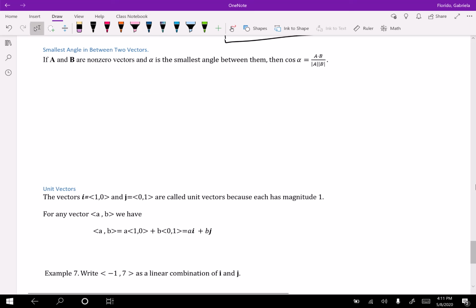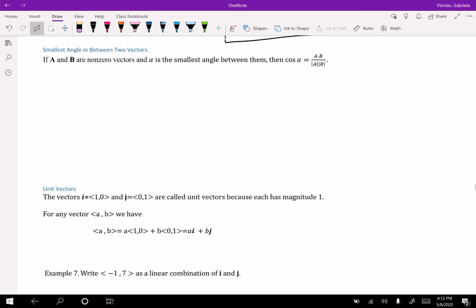Let's suppose that we're asked to find the smallest angle in between two vectors. So if A and B are non-zero vectors and alpha is the smallest angle between them, then cosine of alpha is equal to A dotted with B all over the magnitude of A times the magnitude of B. So if we wanted to find this small angle here, the smallest angle, then we can use this formula, take the inverse of cosine, and we would find the angle alpha.